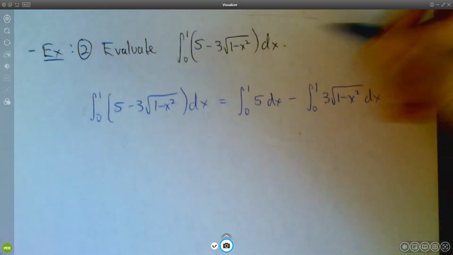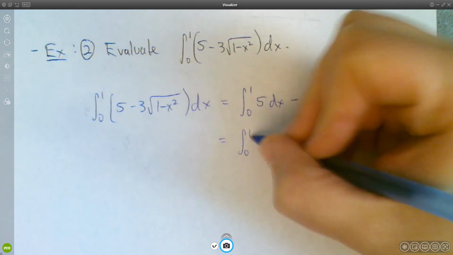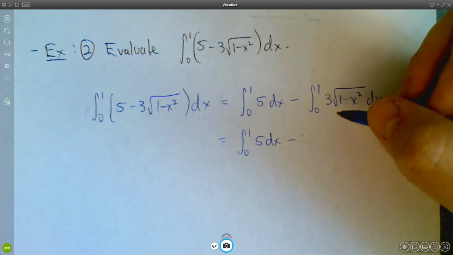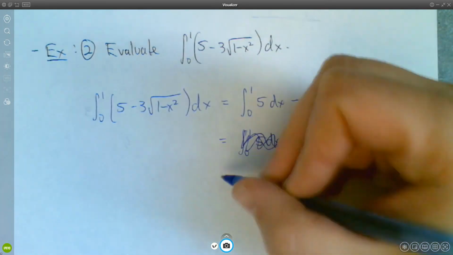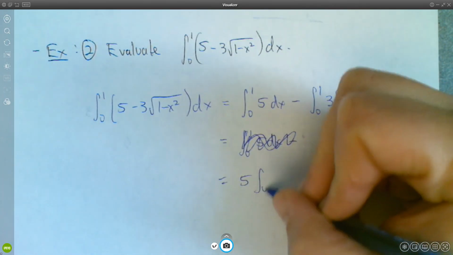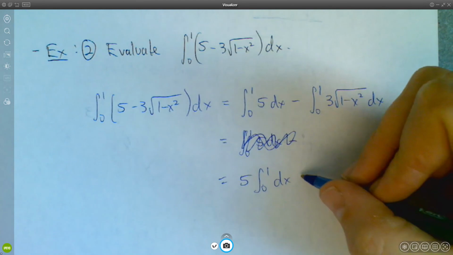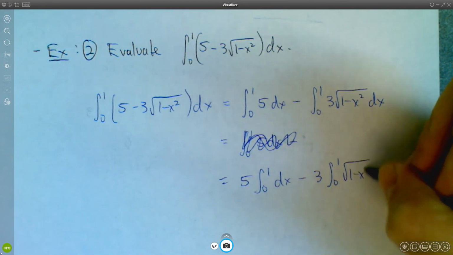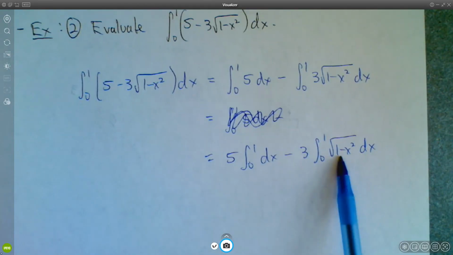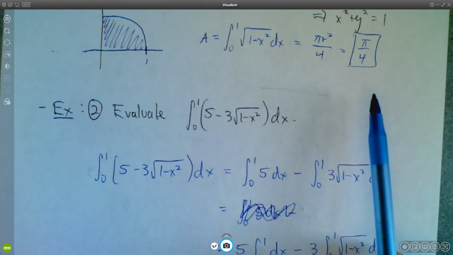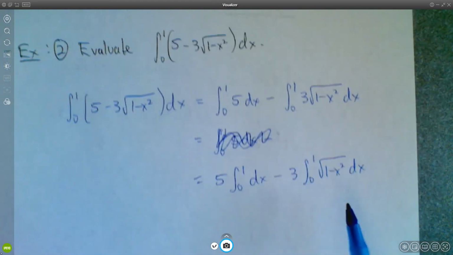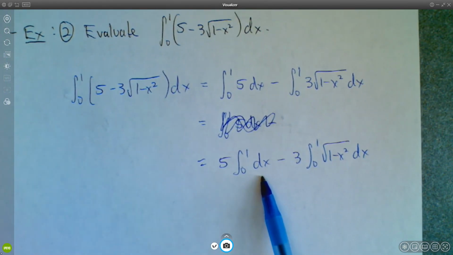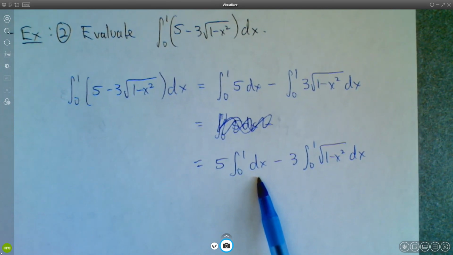And in fact, actually, let me say this. In fact, I can take out the 5, 0 to 1 dx, and I can take out the 3, 0 to 1, 1 minus x squared dx. And that's really nice because I already know this one's pi over 4, right? I just did it a second ago, right? So this is just going to be 3 times pi over 4. This one I'll have to kind of figure out, I suppose.